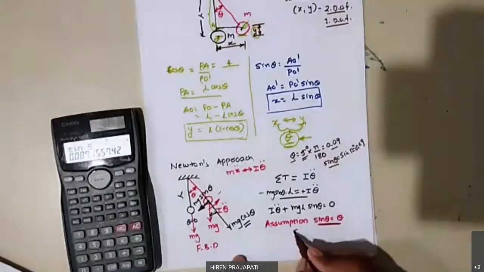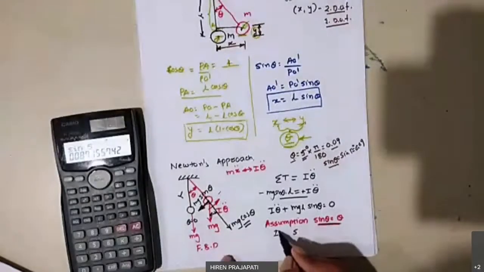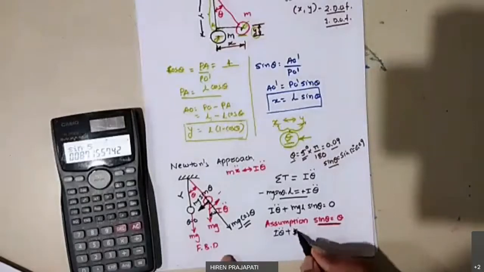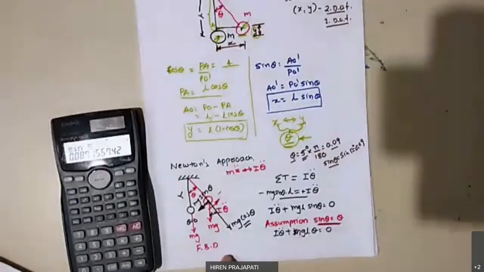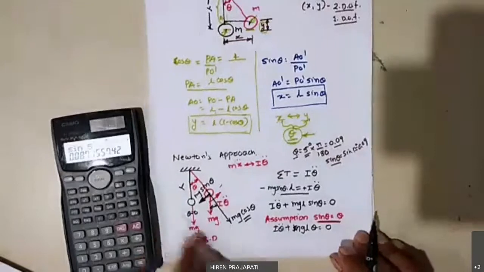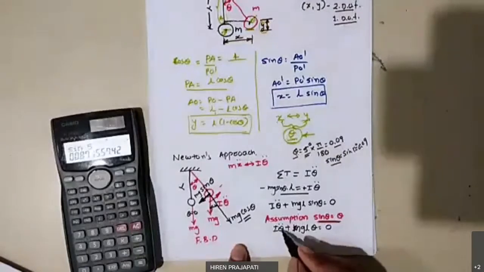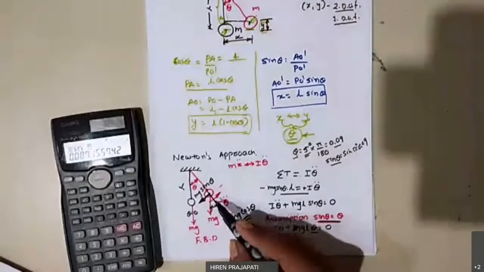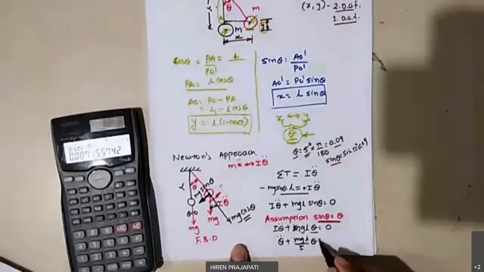So now here we are writing I theta double dot plus mgl, with sin theta taken as theta, is equal to 0. Now let me form this equation in terms of simple harmonic motion. Theta double dot is the angular acceleration, multiplied by I. So let us divide this entire equation by capital I, which is the mass moment of inertia of this pendulum. So theta double dot plus mgl by I times theta is equal to 0.